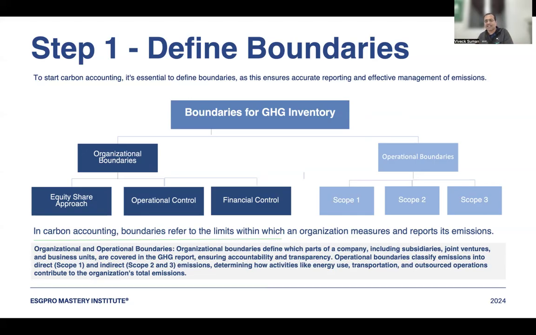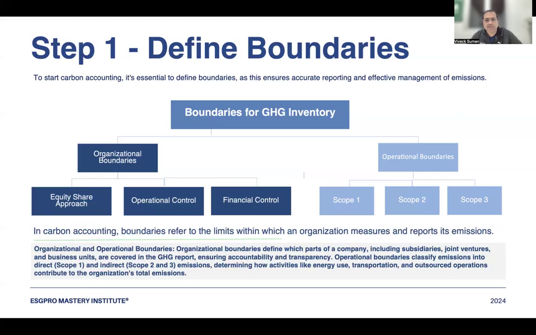Operational boundary, on the second side, sets the boundary based on scopes. Meaning, is it my scope? Is it somebody else's scope? Or is it totally not my scope, which is scope 3, right? Is it in my coverage or not in my coverage, that is the decision. Is it a direct emission? Is it an indirect emission? That comes into the operational boundary.